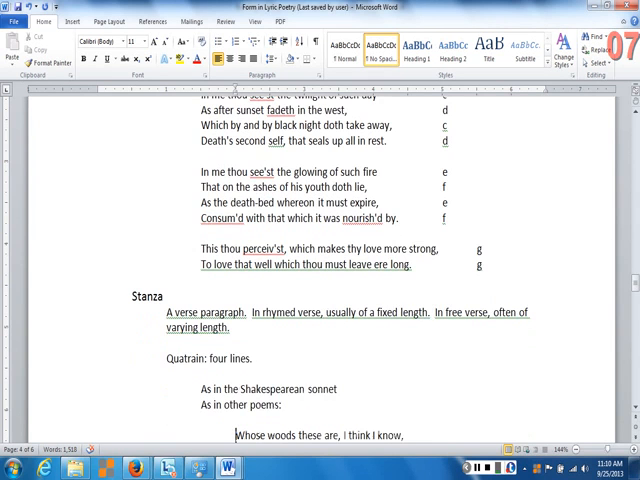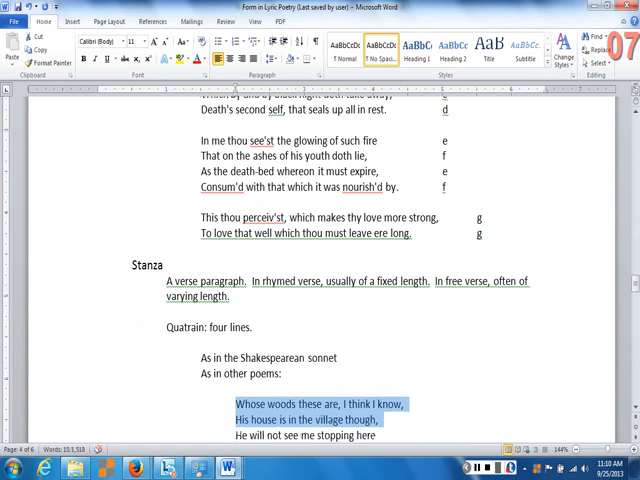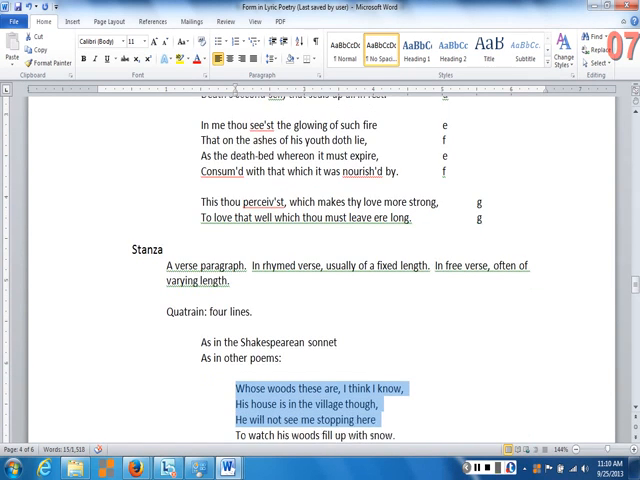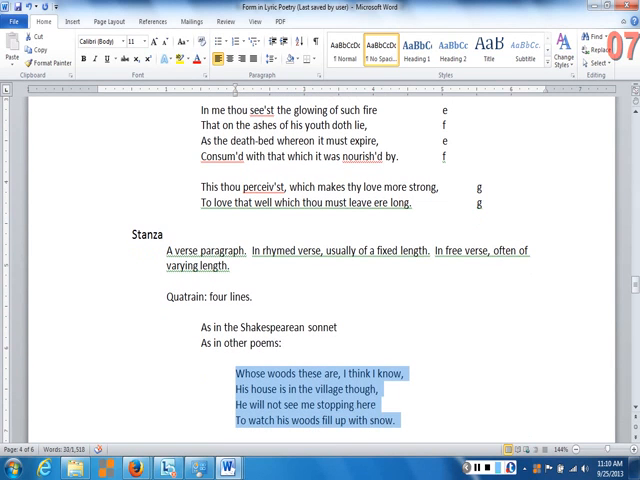You will recognize this poem here, Whose woods these are I think I know. His house is in the village though; He will not see me stopping here To watch his woods fill up with snow. Okay.